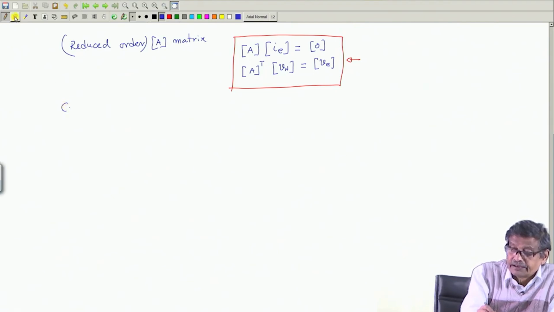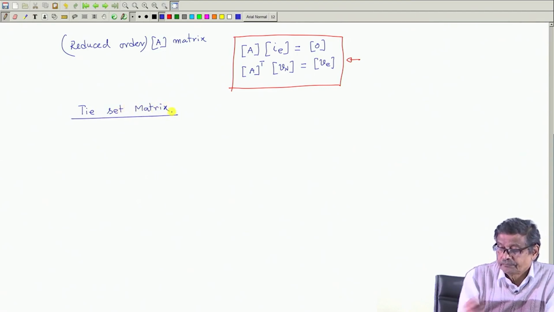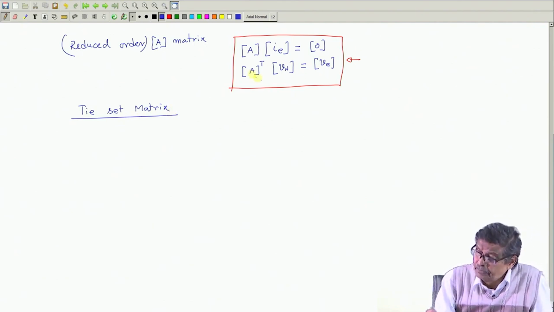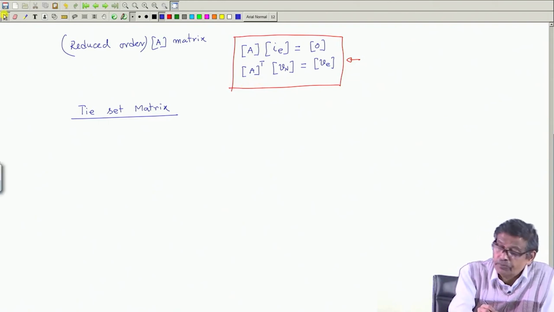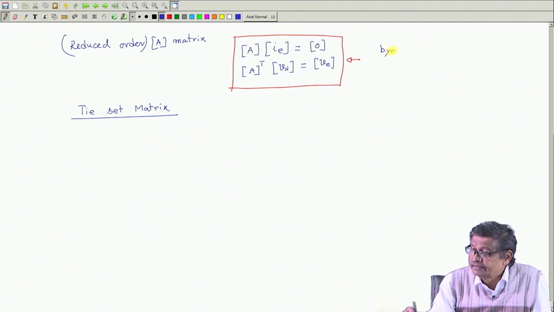Cut set, not cut set, first let us talk about the tie set matrix. This is also very interesting. What it is, I will tell you. And this will be relevant when you want to solve the circuit by nodal analysis.